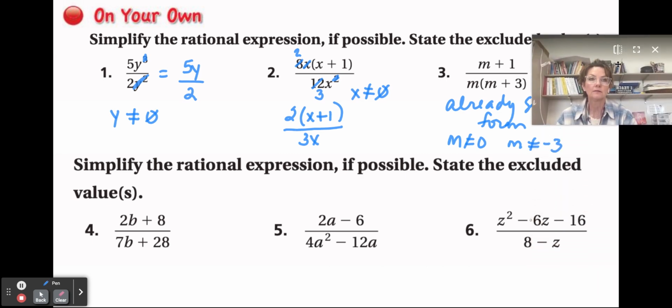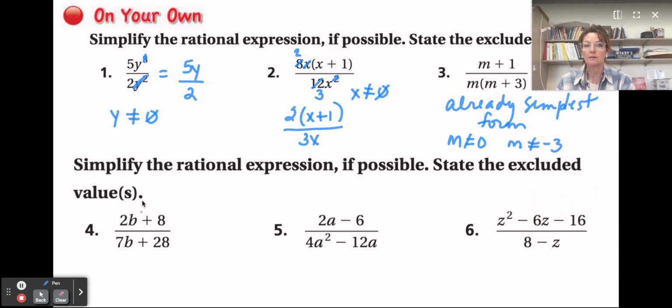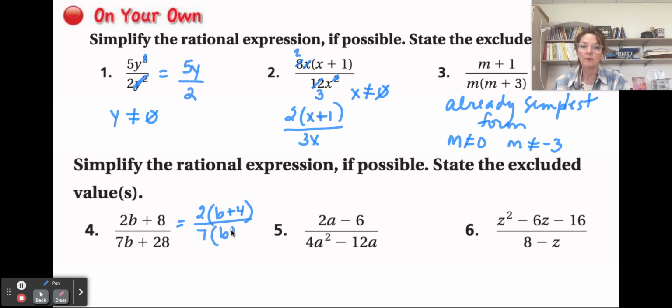All right. Now we're getting to the part where the first ones we did were already given in factored form. Now we get to do the factoring. So we look at the numerator, and we could definitely factor out a 2. So let's go ahead and do that. And so we get b plus 4. In the denominator, we can factor out a 7, and we'll get b plus 4. So the common factor then is the b plus 4. So this is what we are canceling, right? Common factors. So our simplified form is 2 over 7.